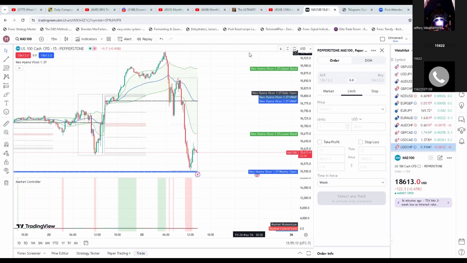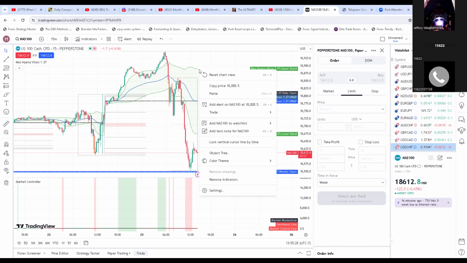Maybe you have to close down Trading View and reopen it. Okay. Oh, let me actually, I think I can. Hold on. Oh, I can, okay, do this. Give me one second. I'm gonna close down Trading View.